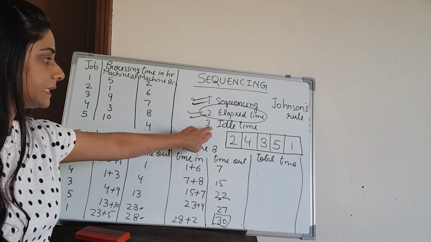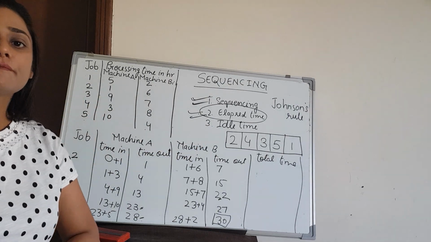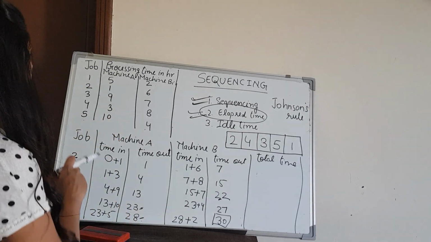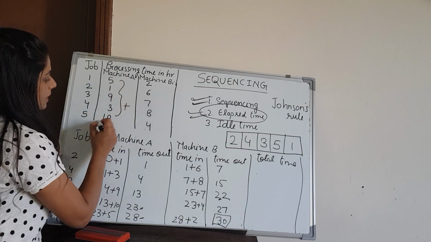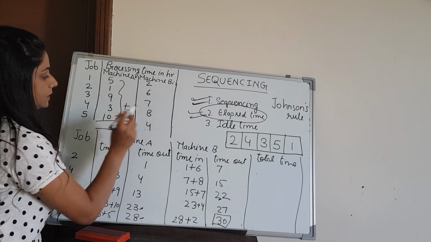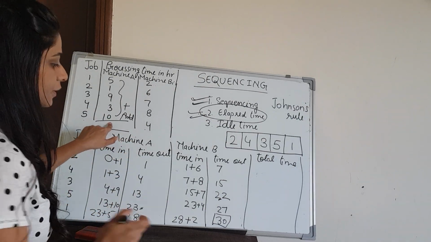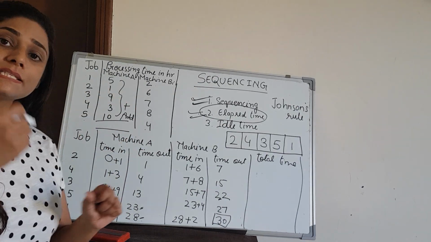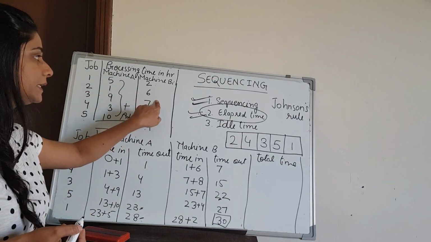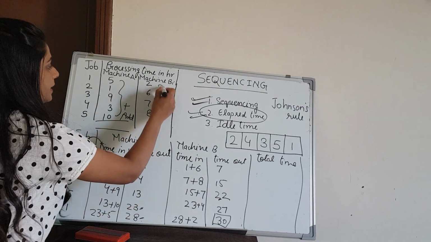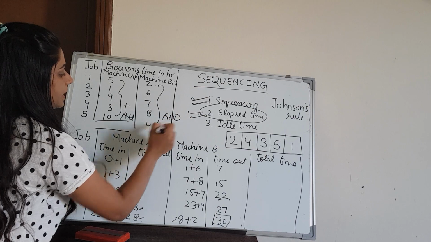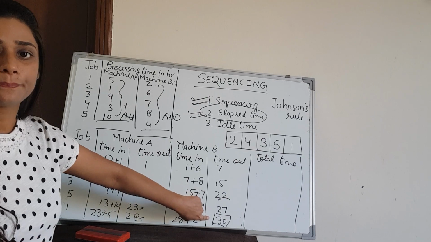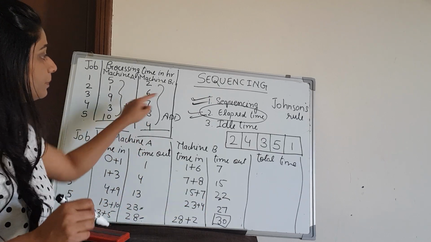Now we will calculate idle time. Suppose we need to find out the idle time for machine A. So what is the method? We will just add this timing, and we will subtract this timing from the elapsed time. That will be the idle time for machine A. In the same way, if you need to calculate the idle time for machine B, we will add machine B's times, the total time, and we will subtract this total time from the elapsed time. That will be the idle time for machine B.